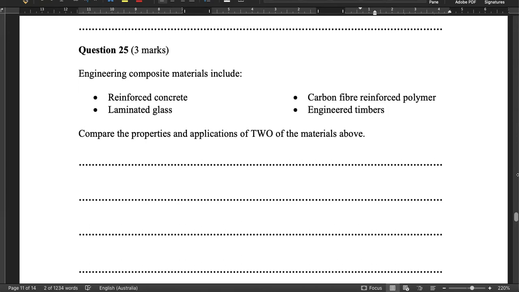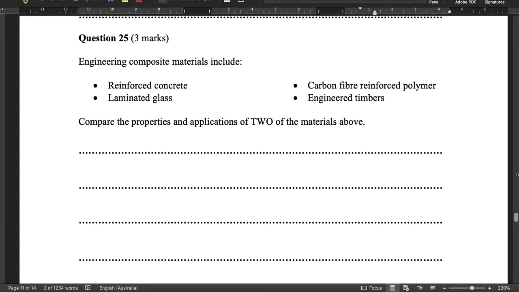Okay, compare the properties of at least 2 materials above. So this is pretty flexible. So you could say that reinforced concrete and carbon fiber reinforced polymers are both similar in that they both have fibers which are strong in tension, held in place by a binding agent. However, and this is the compare part, so I've said how they're similar, that reinforced concrete is much stronger and typically used in large structures, whereas carbon fiber is typically used for its light weight.